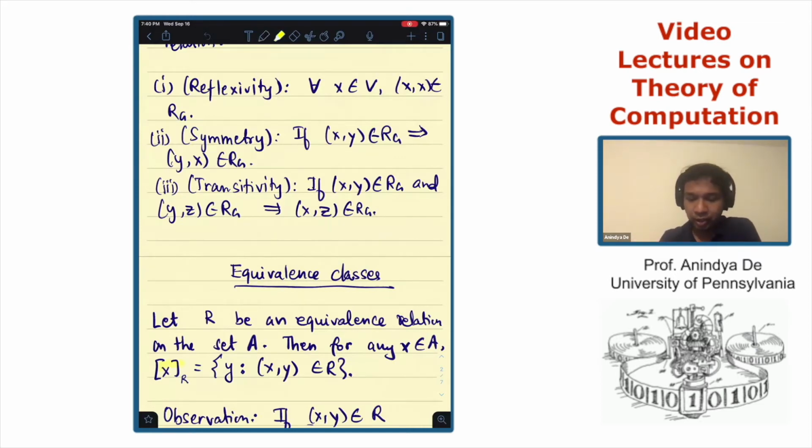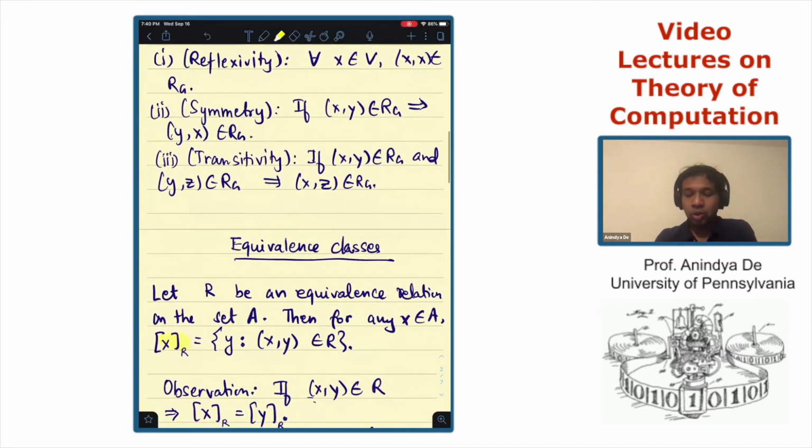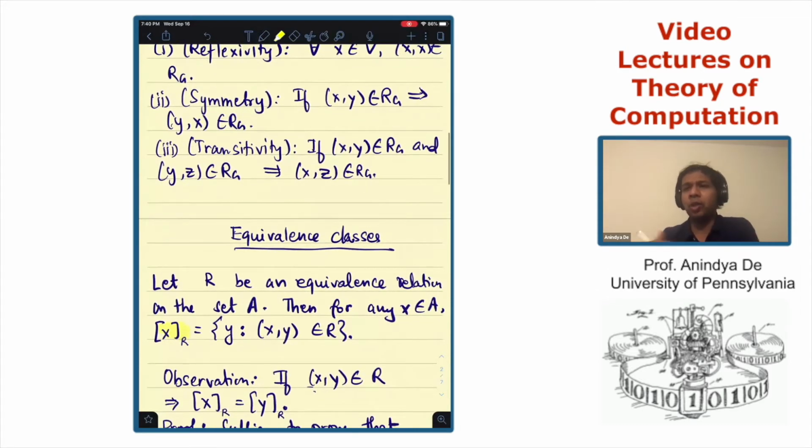This is defined to be the set of all elements Y such that (X, Y) is in R. So the equivalence class of X in context of the relation R, which we denote by the square bracket X with a subscript R, is the set of all elements to which X is related. First of all, this will also explain where the name equivalence relation comes from.